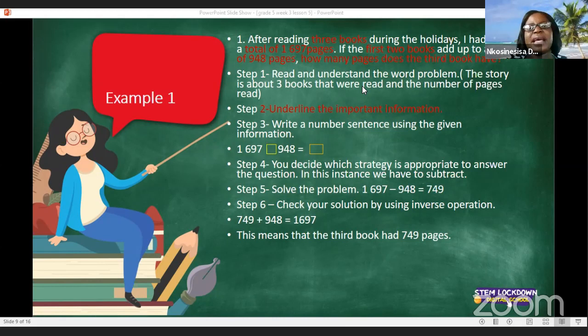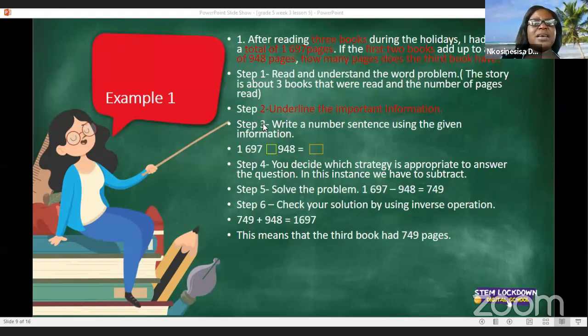Number 2, you have to underline the important information. Important information here is 3 books, and then we're given a total. This is very important because it's the total. So the total of the 3 books is 1,697. Another important information, it says the first 2 books, and we're given a total of those first 2 books, 948. And then the question, very important for you, grade 5, to understand the question. The question says, how many pages does the 3rd book have? So this is the important information.